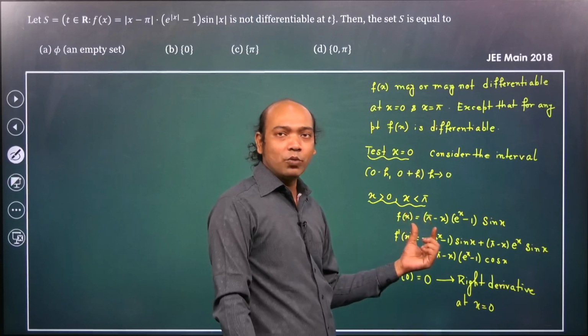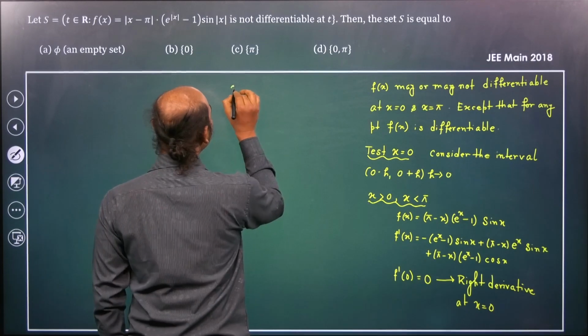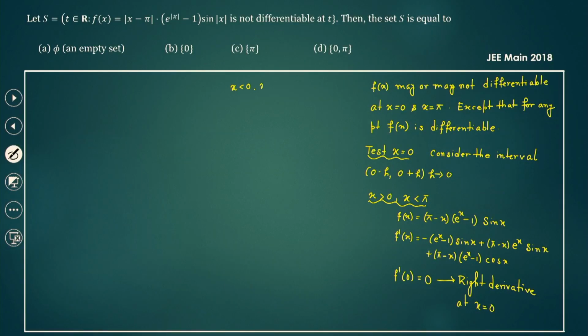So we also need to calculate the case when x is less than 0 to calculate the left derivative. So say x less than 0. Therefore it is obvious that x is also less than pi. That's the intuitive condition. So here f(x) has first function mod of x minus pi, with x less than pi, that becomes pi minus x, then e to the power of modulus x, that is e to the power minus x, minus 1, and we have sine of minus x. So this function can easily be written as (pi minus x) multiplied by (e to the power minus x minus 1) multiplied by sine x with a minus sign.